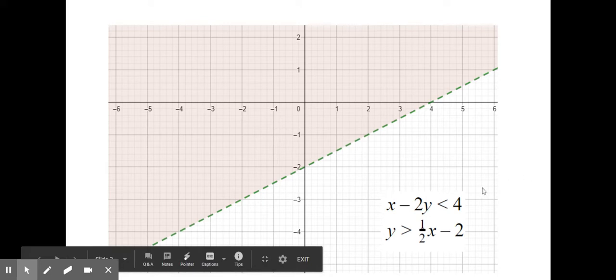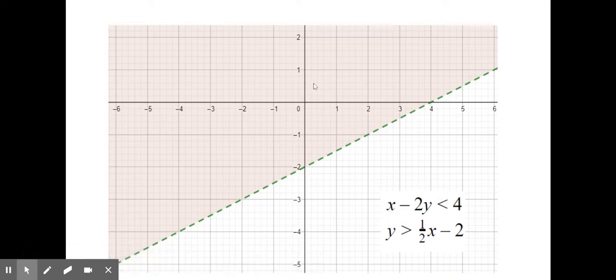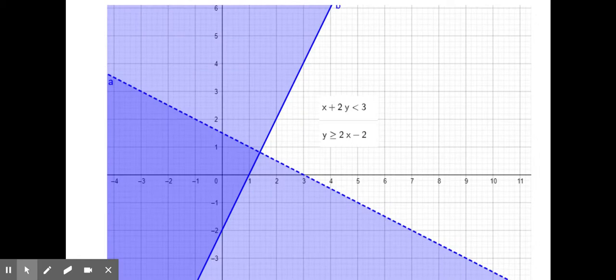And once again, please see the little trick. Here's my line, but I've got a number over here, so that doesn't tell me to shade below the line. You've got to convert it into slope-intercept form to be able to use that. The other way to do it is, you only have two sides. You pick one side, see if it works. If it works, shade that side. If it doesn't work, shade the other side. Okay, now all that was supposed to be a review. This part is new to us.